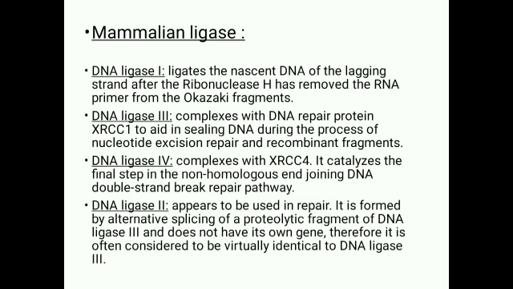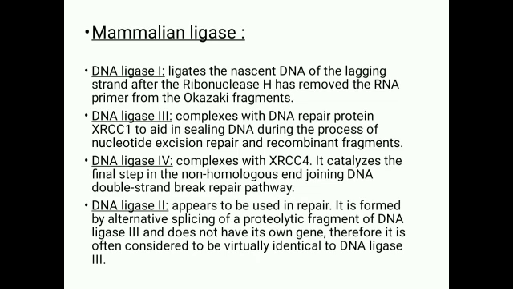Next up, we have the DNA ligase 4. So, this DNA ligase 4 complexes with XRCC4. It catalyzes the final step in the non homologous end joining, which is one of the DNA double strand break repair pathways. The DNA ligase 4 is also required for V(D)J recombination, the process that generates diversity in immunoglobulin and T cell receptor loci during immune system development.